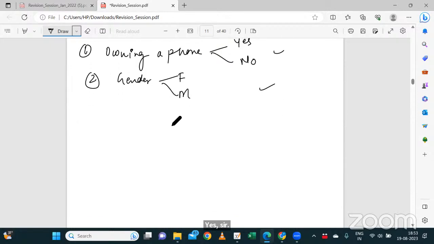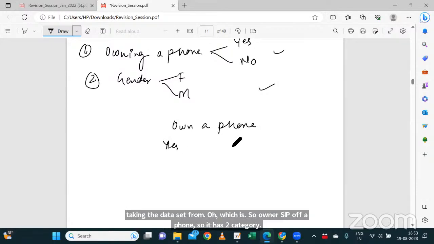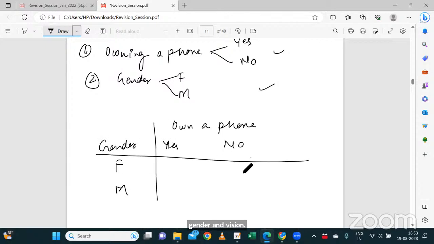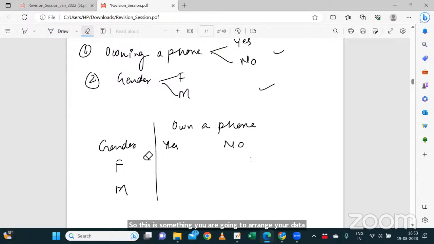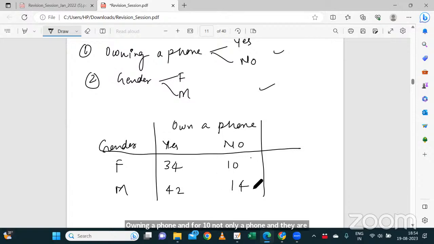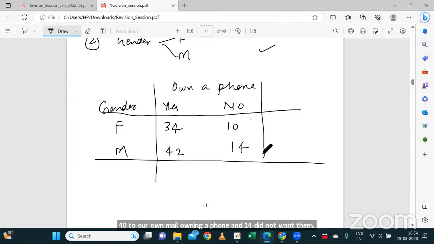Now, I'm interested to know whether these two are associated with each other or not. Suppose I have some data set, taken from the one which ma'am has used. Ownership of a phone has two categories, yes and no, and the other variable is gender, female and male. You arrange your data in a table format. Suppose 34 females own a phone and 10 do not, and 42 males own a phone and 14 do not. This is your contingency table; you are just arranging the data.